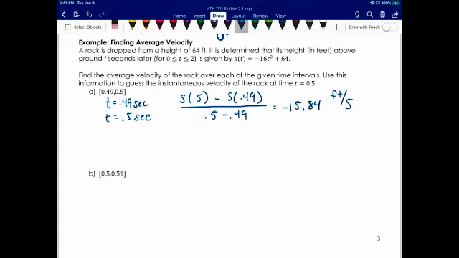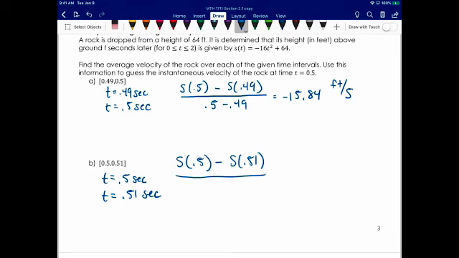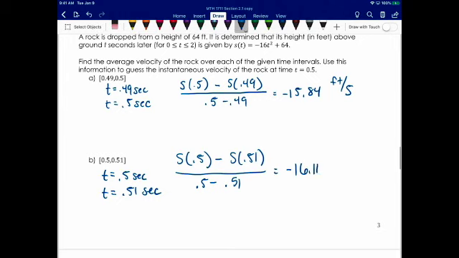Okay, now let's do the same thing for this time interval. We're going to do it from 0.5 seconds to 0.51 seconds. So we're going to find the position of the rock at 0.5 seconds, and subtract the position at 0.51 seconds, and then divide by 0.5 minus 0.51. When we do that, we're going to get negative 16.16 feet per second.